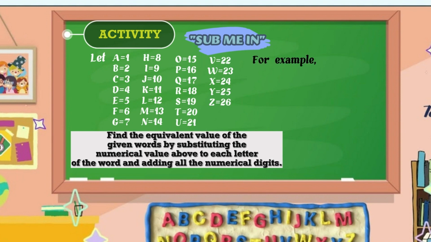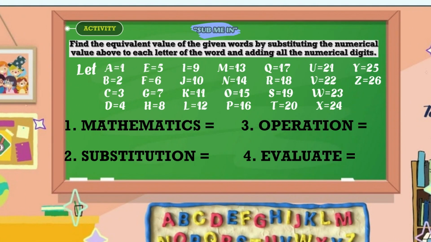For example, let's find the equivalent value of my name, Cindy. C is equals to 3, I is equals to 9, N is equals to 14, D is equals to 4, Y is equals to 25. So add all the numerical digits, 3 plus 9 plus 14 plus 4 plus 25 is equals to 55. Correct? Do you get it, class? Now, try to answer this.